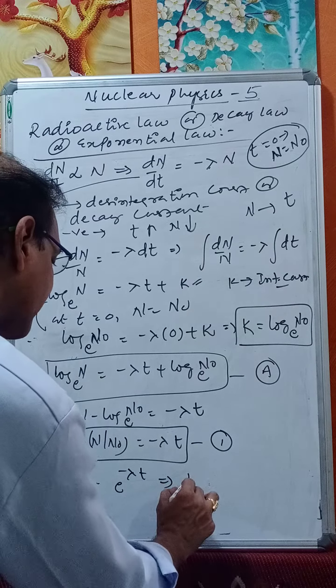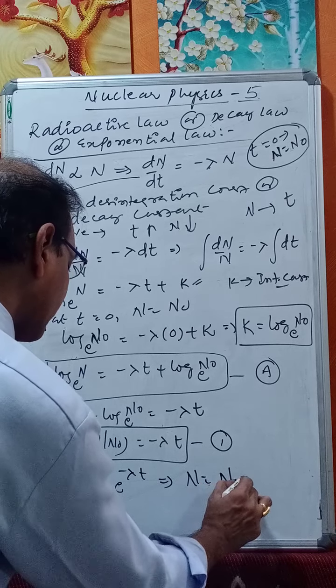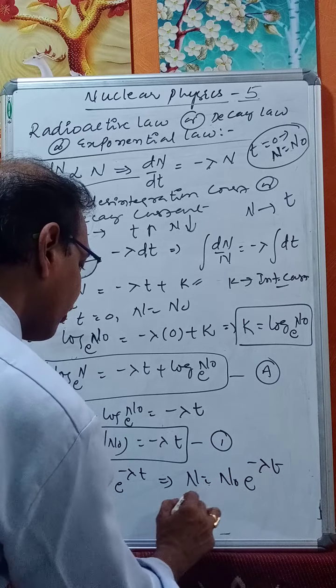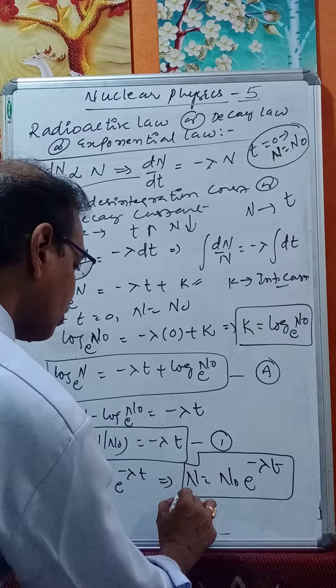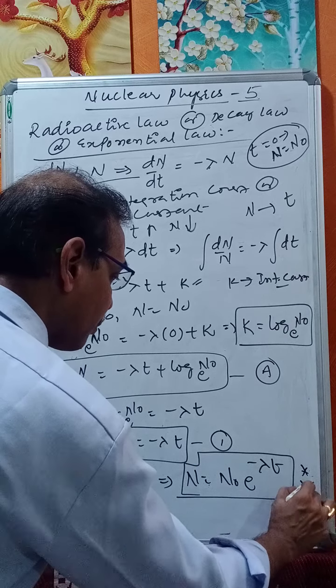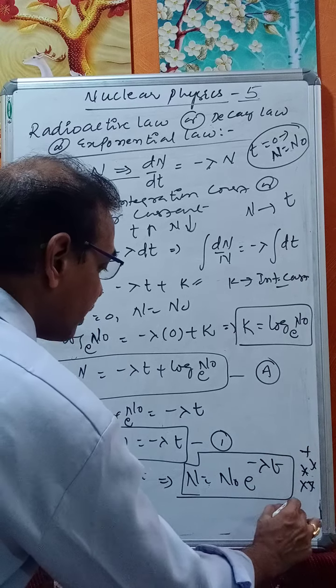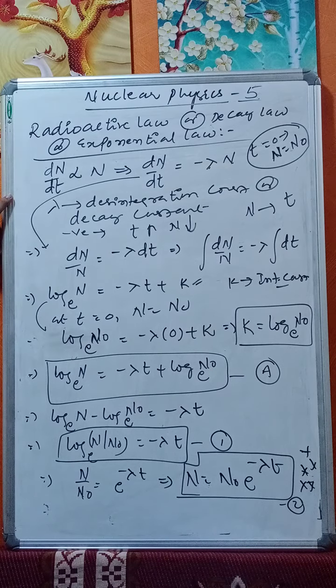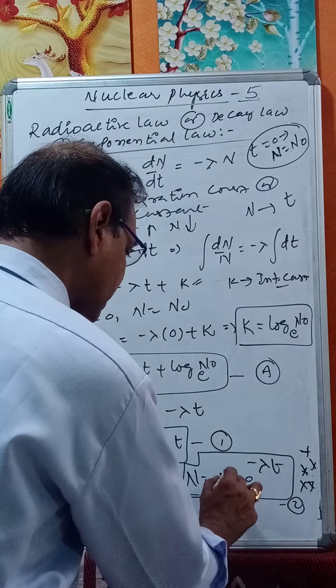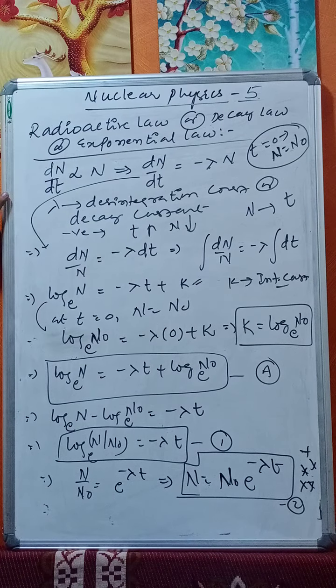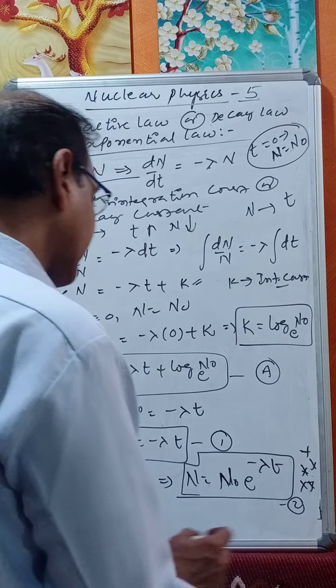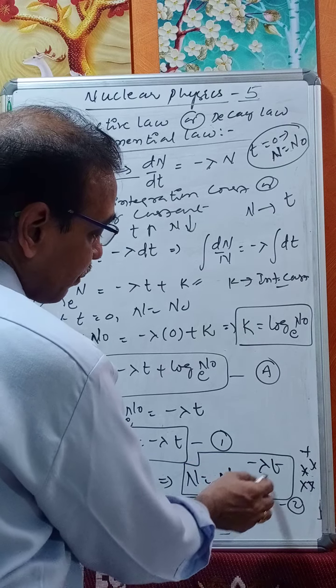This implies N is equal to N naught into e power minus lambda t. This is a very important equation. N is equal to N naught into e power minus lambda t. Now you put t equal to 0 here. Anything power 0 is 1.